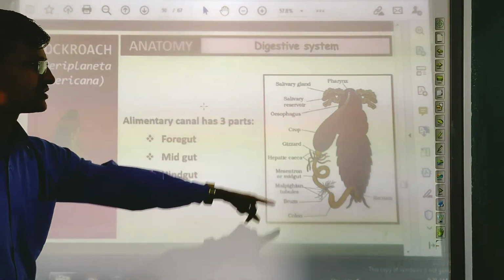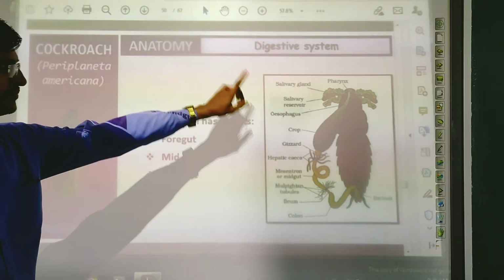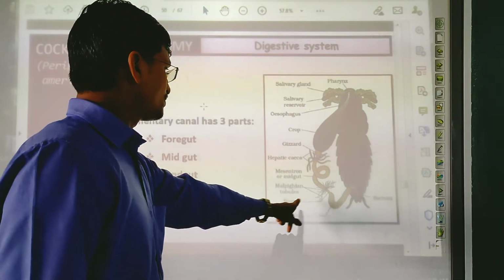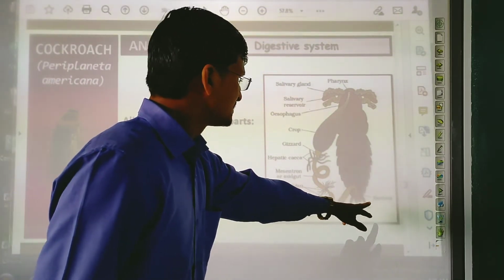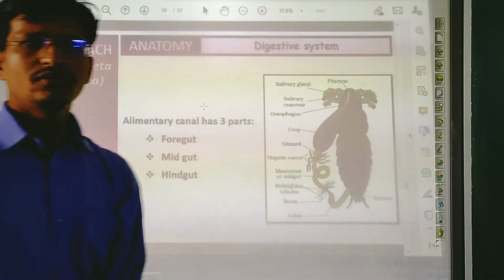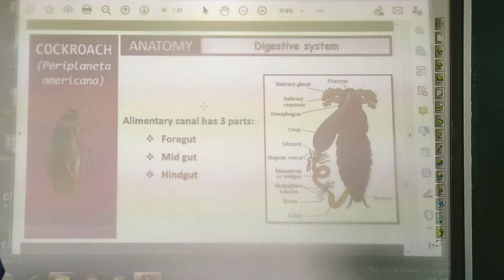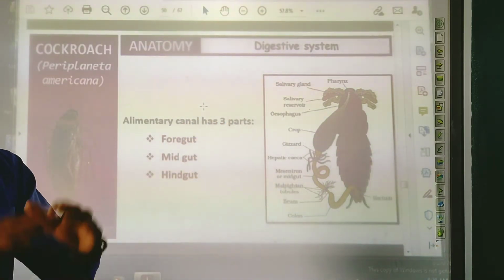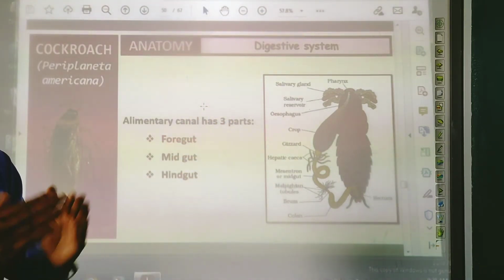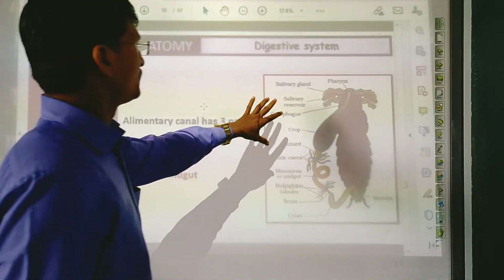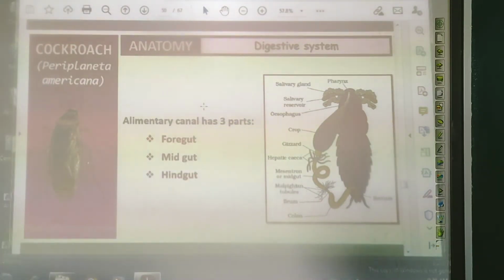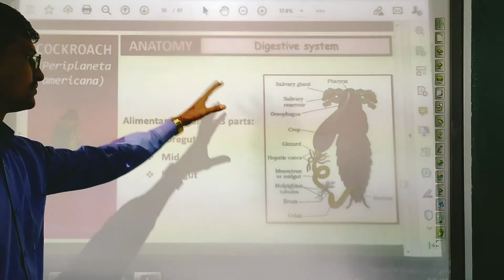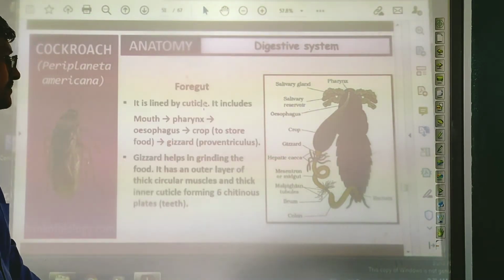So this is the structure. It is there in the textbook itself. This structure is already there. So here Malpighian tubules are there. This is the rectum. The same way we have our digestive system, you will find the digestive system in cockroach, but it is different. The blood circulatory system of cockroach is open. In ours it is closed. But here in the digestive system, you will find these three parts.